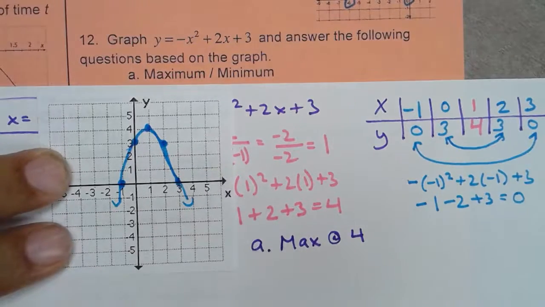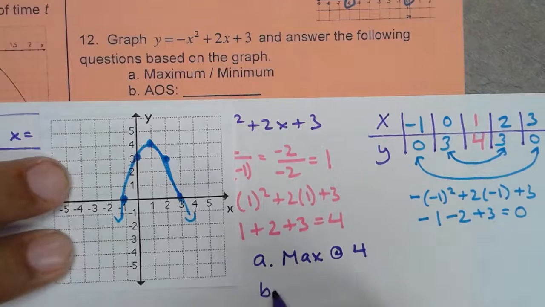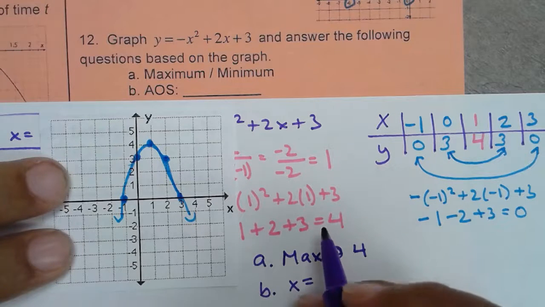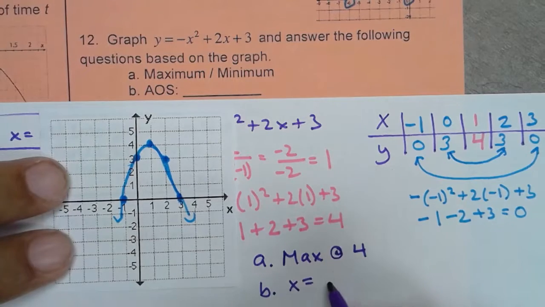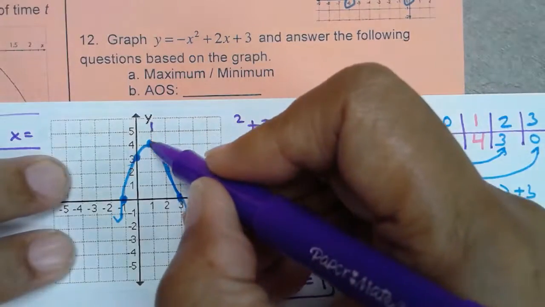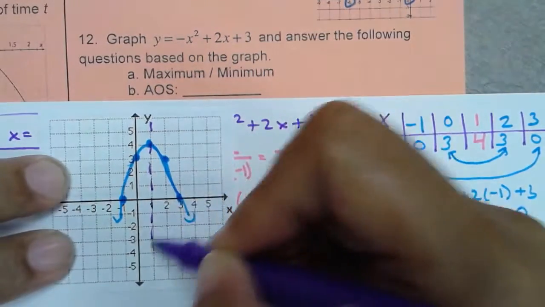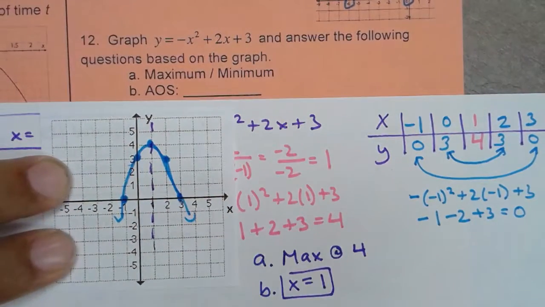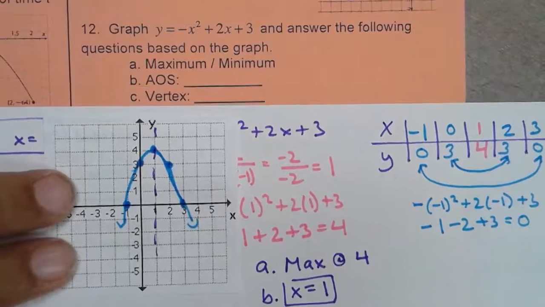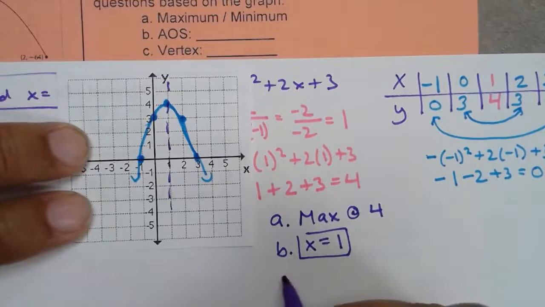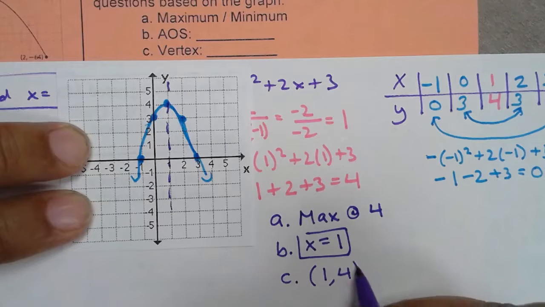All right, and then part B asks you the axis of symmetry. Well, we already have the x value when we found the vertex. So x equals 1. Keep in mind the axis of symmetry always goes through the vertex. And then the last part of this was asking what the vertex is. So part C, we already found the vertex as 1, 4.